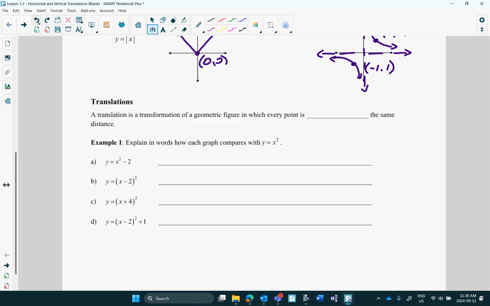I've already mentioned this, a translation. A translation is when we move a figure left, right, up, or down. In other words, we take every point on the graph and we shift it the same amount to the left, right, up, or down.